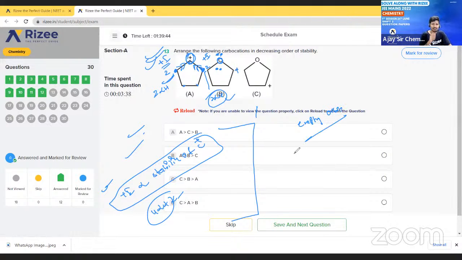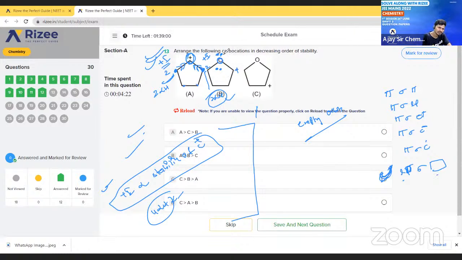See here, what are the conditions for resonance? If resonance should happen, it should have certain conditions. Conjugation must and should be there. Pi sigma pi, one condition. Pi sigma lone pair. Pi sigma carbocation. Pi sigma carbanion. Pi sigma free radical. And what else? Not pi sigma, lone pair sigma empty orbital. Very, very important. Lone pair sigma empty orbital.